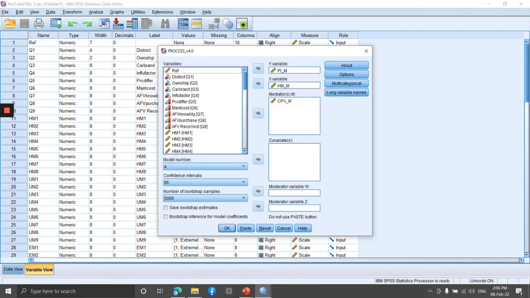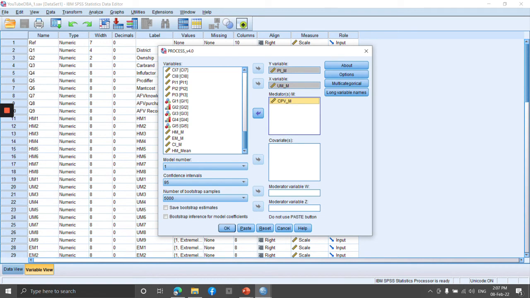Right, okay, go there. Just reset it. I will start from the beginning. Okay, where is your PI, the mean value? This one, right? Okay, put it as the y variable. And this time your independent variable is UM. Yeah, this is the X independent variable. Your mediating variable does not change, so you have to put it there.